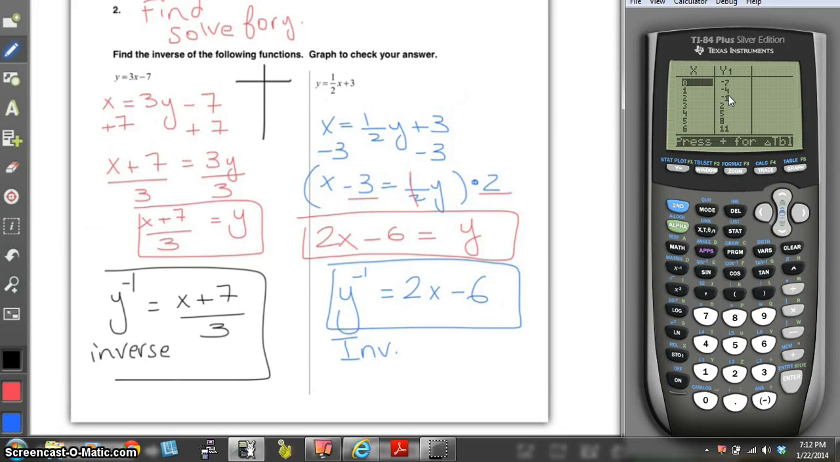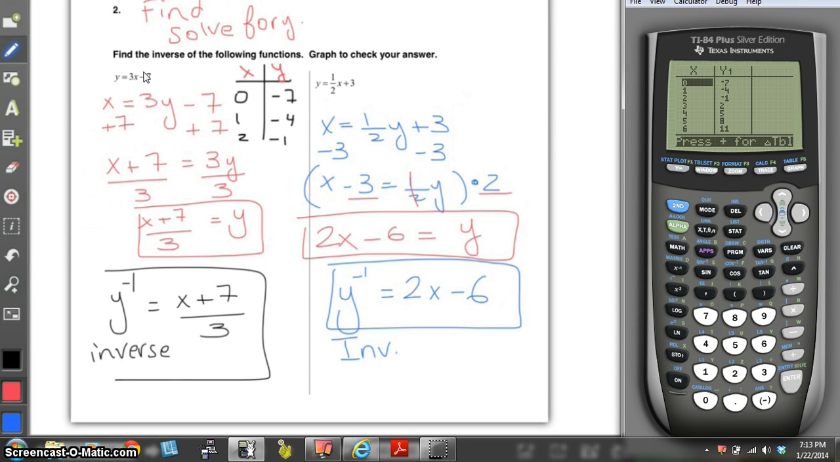So I have 0, -7 and 1, -4. Let me move the cursor. And 2, -1. So pick up to 3 points. Now remember, these are the points of the function y equals 3x minus 7. So I'm going to write x and y on top.